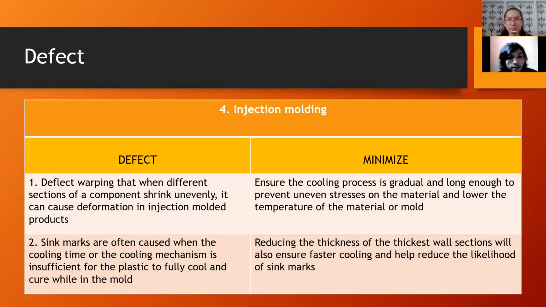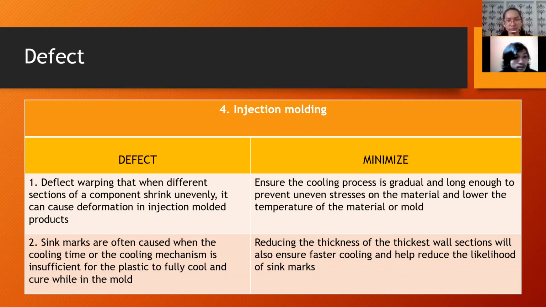Then, defects in injection molding. First, warping. That is when different sections of components shrink unevenly, which can cause deformation in injection molded products. To minimize this, ensure the cooling process is gradual and long enough to prevent uneven stress on the material.